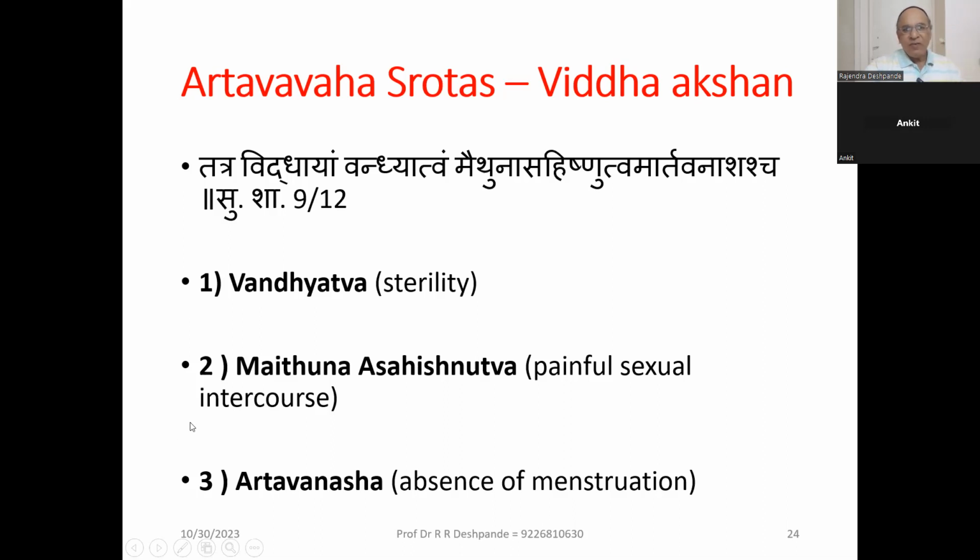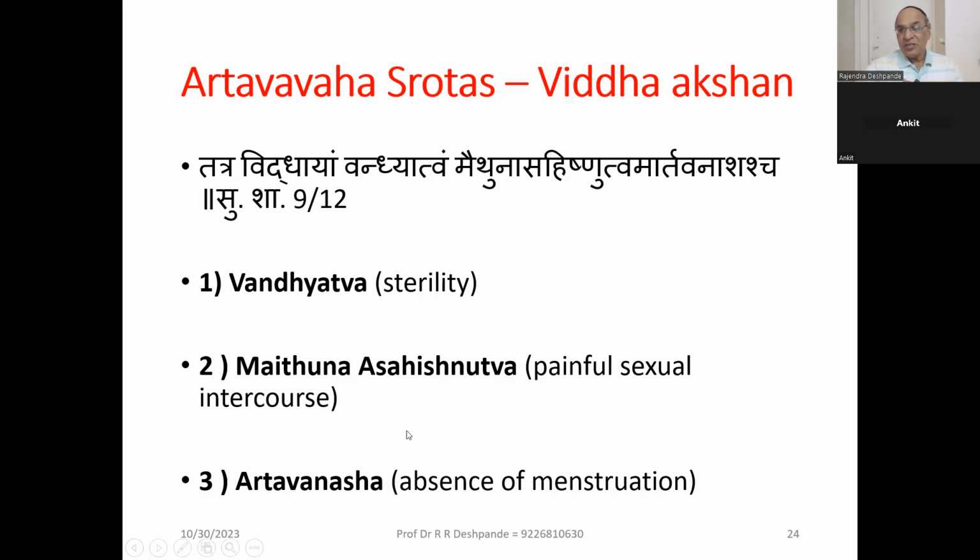The first is Vandhyatva, which I have just explained. Vandhyatva is also called sterility, not getting a child. Then Maithuna Asahishnu, painful sexual intercourse. The lady will have problems with the vagina and dryness. Many infections will occur because immunity will be low, and that can create problems during intercourse.